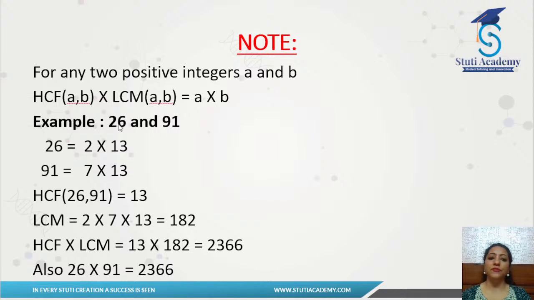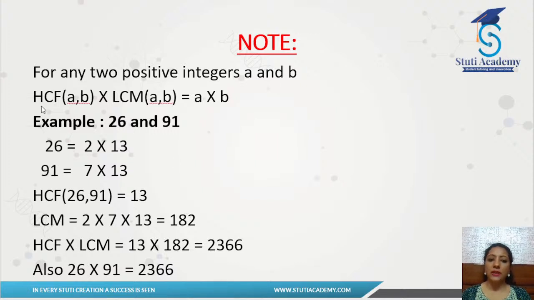For example, if we have 26 and 91, these 2 numbers we are taking. 26 can be written as 2 into 13. 91, if we prime factorize, we'll get 7 into 13. Now, as we can see, 13 is the common factor here, and that's the only common factor. So the HCF of 26 and 91 is 13. Now, when we take the LCM of these 2 numbers, if we prime factorize 26 and 91 together, we'll get 2, 7 and 13. And this will be multiplied and we'll get 182 here.